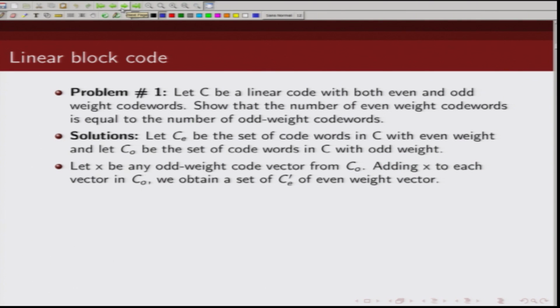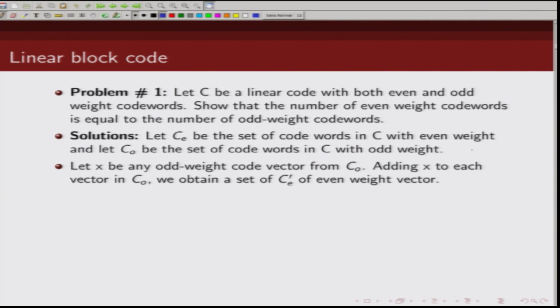Now let us consider an odd weight code word X which is taken from this set C_O, and let us add X to each of the code words in this set C_O. If we add an odd weight code word to another odd weight code word, what we will get is an even weight code word.